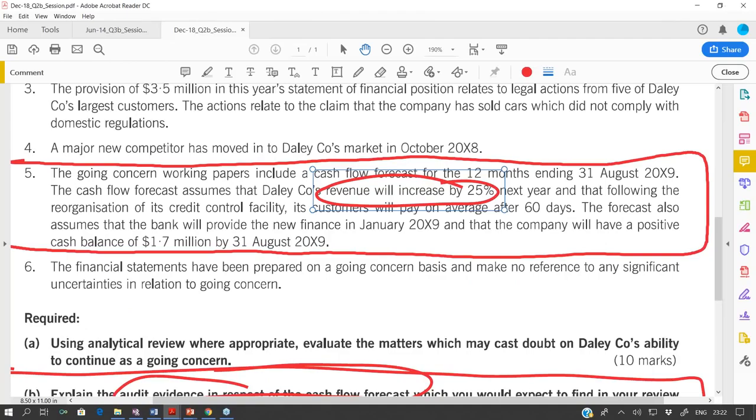Revenue will increase by 25% next year, following the reorganization of its credit control facility. Can I discuss with management what exactly this reorganization of the credit control facility is? What are we reorganizing? Are we laying off some staff, adding some staff, or reducing the staff? What sort of reorganization are we doing? So should I have the results of discussion, notes of discussions about the reorganization of the credit control facility?